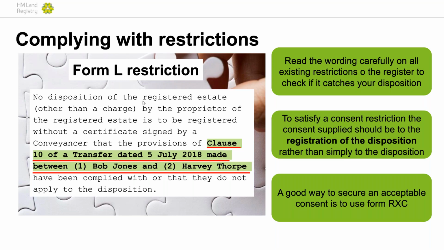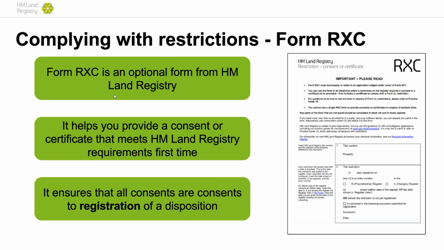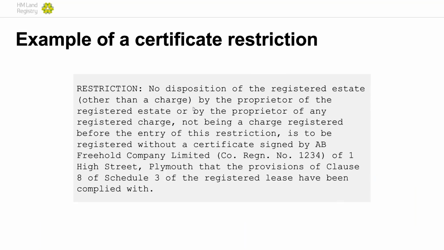A good way to secure an acceptable consent is to use form RXC, which, when completed correctly, ensures that you've covered all the elements required. Form RXC will help you provide consents or certificates that meet HM Land Registry requirements at the first time of asking, which means we won't need to raise requisitions over incomplete or uncertain documents. More information on Form RXC is available in our webinar Introducing Form RXC and in Practice Guide 19.